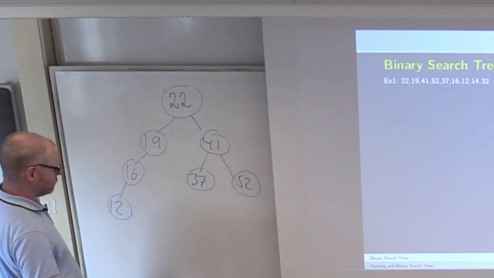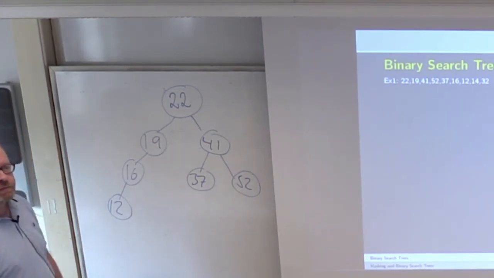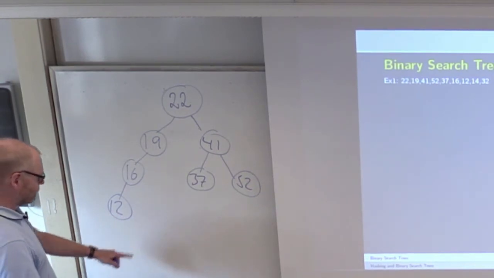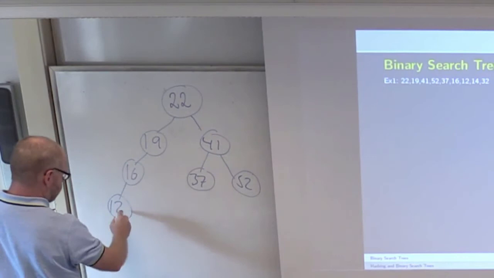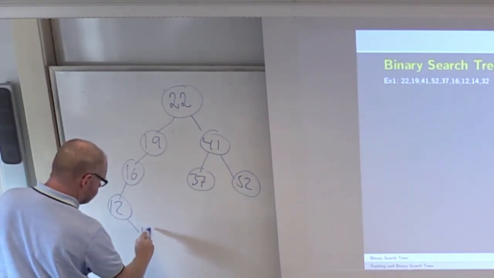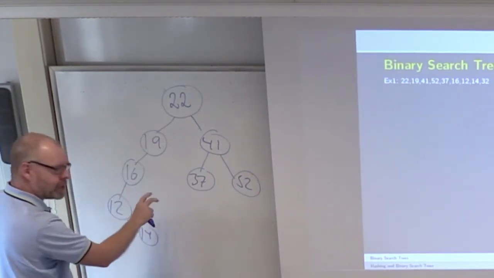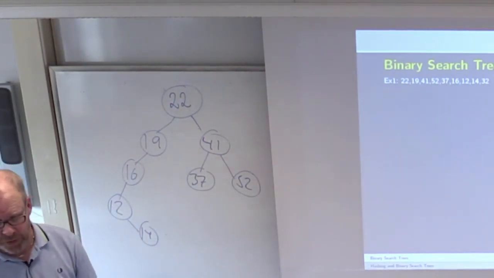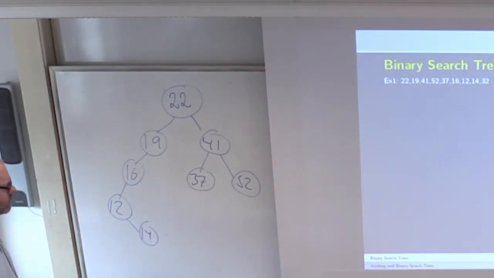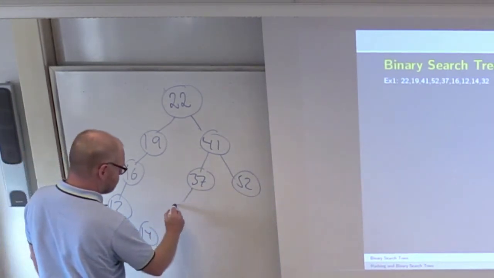14. Right child of 14. Smaller, smaller, smaller, smaller, larger. Don't try to add it right there. Always start from the root, and then it's very simple. So 32 should be added left child of 37. Very good.